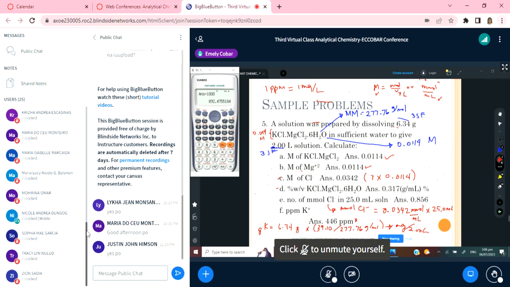Siyempre, divide natin ng volume ng solution. Ang volume ng solution is 2 liters. So, divided by 2. Tignan ang sagot. 446 ppm. So, in terms of potassium ppm, ang concentration nitong solution na to is 446 ppm potassium. Okay?